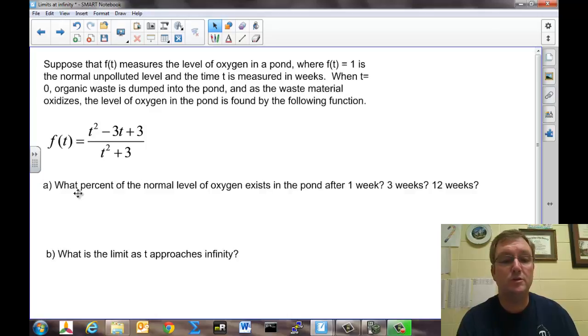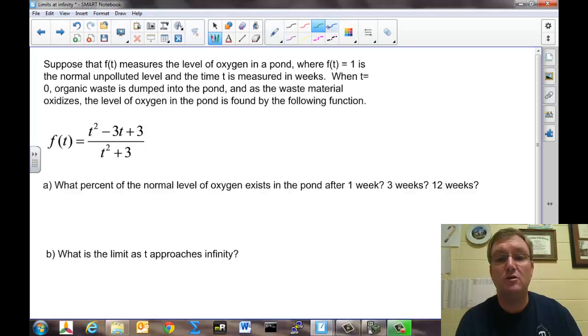So what do we do with this? What percent of the normal level of oxygen exists in the pond after 1 week, 3 weeks, 12 weeks? What is that asking us to do? Well, the 1 week, 3 weeks, 12 weeks, that's a unit of time. We would measure time in weeks, and it said up here time is measured in weeks. So this is really just asking us to find the function value at 1. What is f of 1? What is f of 3? What is f of 12?